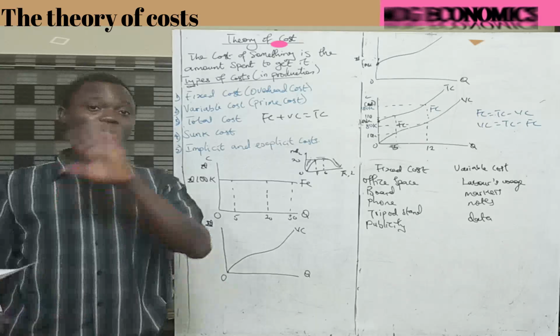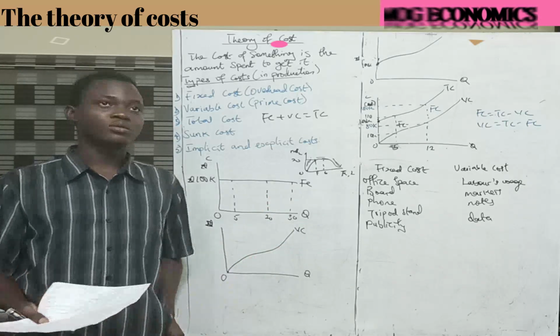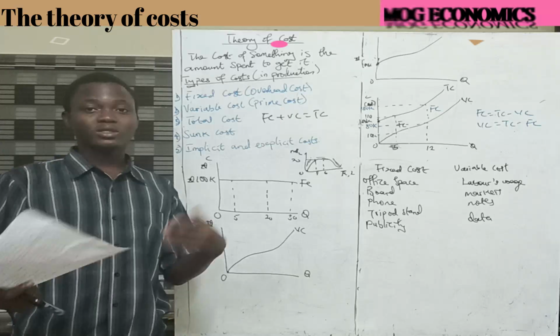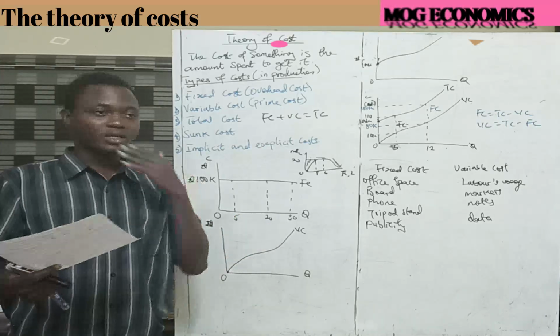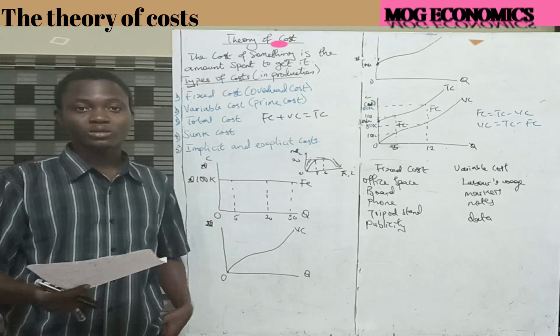So if you're able to distinguish sunk cost from fixed cost that way, I think it shouldn't be a problem going forward, right?